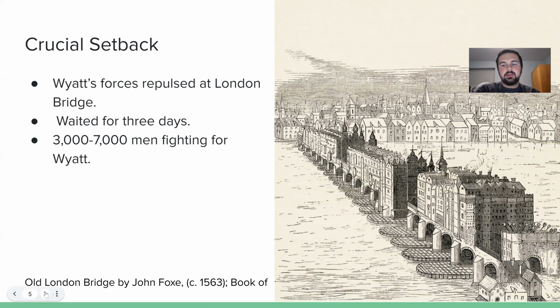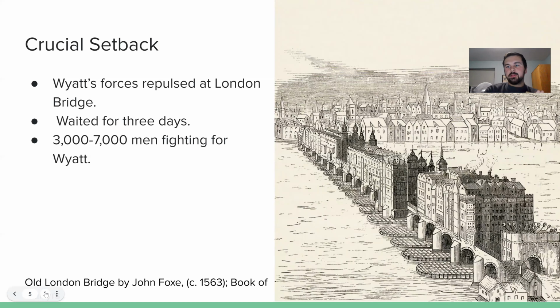In heading to London, Wyatt actually found much support. Many of the soldiers who had been set out in small groups to attack him and stop the rebellion actually had sympathy for the man, saw the use of the cause, and joined in. They had managed to reach London, but unfortunately were stopped at the London Bridge. They did manage to loot some of the buildings that were essentially supportive of Queen Mary, but this repulsion set them back and they had to wait for 3 days.